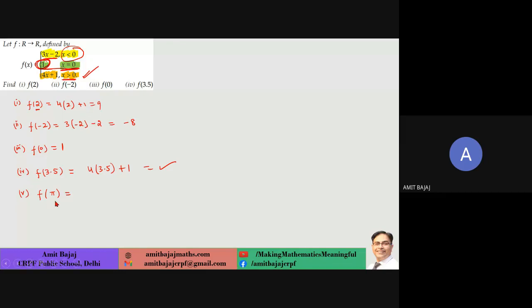f of pi simply means it's a positive value, 3.14 something. So positive means we use the 4x plus 1 definition: 4 pi plus 1. No need to put the value of pi. Yes, Jivesh is correct. 4 pi plus 1 is your required answer.